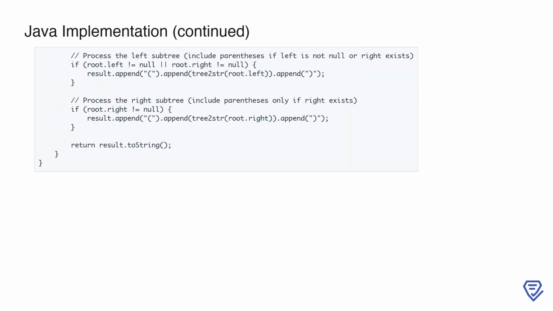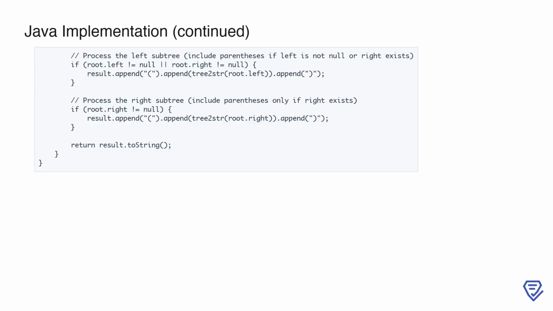Next, we handle the left subtree. If the left child exists or if the right child exists, we include the left subtree's string representation within parentheses. This ensures that the correct structure is maintained even for cases where the left child is null but the right child is present. We achieve this by recursively calling the tree2str method on the left child and appending the result inside parentheses. After processing the left subtree, we move on to the right subtree.